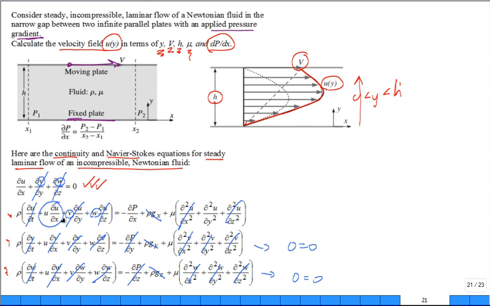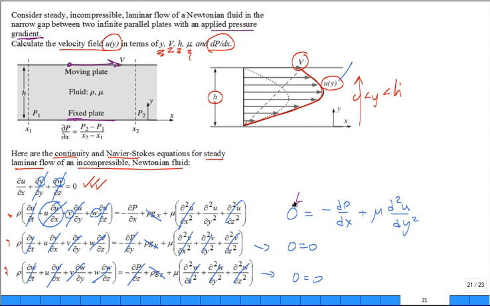Does u change with x? No, it doesn't. U changes with y. It's fully developed. U doesn't change with x. It changes only with y. So that term's 0. So we get 0 is equal to negative dp dx plus mu times the second derivative of u with respect to y squared. When you've reached steady state, there's no longer any fluid acceleration. That's why that whole left-hand side is 0 on the x equation.